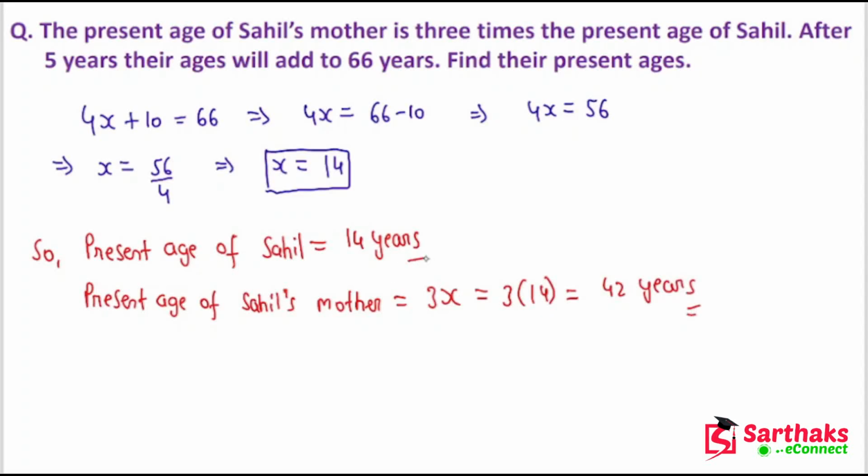Right, you can easily verify that after 5 years Sahil would be 19 years and his mother would be 47, and 19 plus 47 would be 66, right? So you can easily verify that our answers are actually correct. Okay, so this is how we solve another question. Let us take one more example.